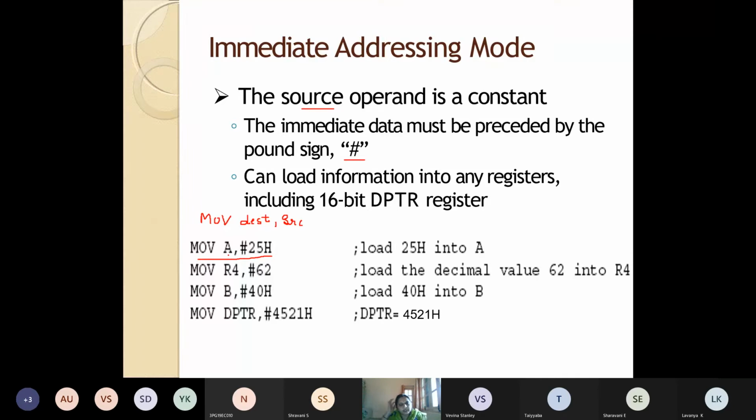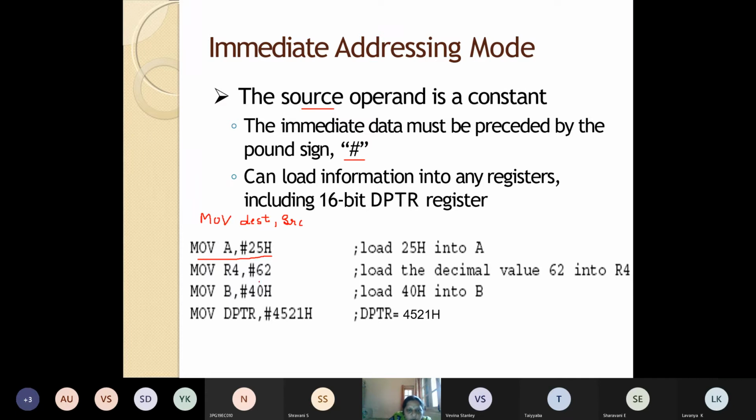You know that in the 8051 you have the register A, the register B, the program counter register, and the DPTR register. The 16-bit DPTR register can be accessed as two 8-bit registers, DPL and DPH. You also have the registers R0 to R7 from the register bank, and those registers you can access by their names. So MOV A, #25 is nothing but 25 loaded into the register A.